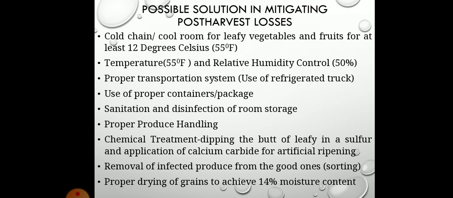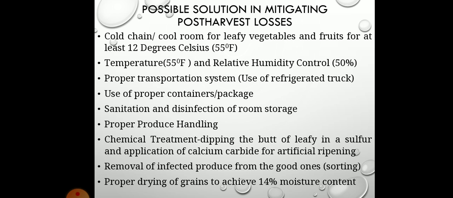Application also of calcium carbide, or ito yung carboro in our local term, as an artificial ripening for uniform ripening of the commodity. Para sabay-sabay mag-ripe ang mga climacteric fruits, it's very much important for us to apply ripening agent like calcium carbide. Okay, removal of infected produce from the good ones is a sorting method for us to maintain the freshness and the quality of the produce in terms of appearance.